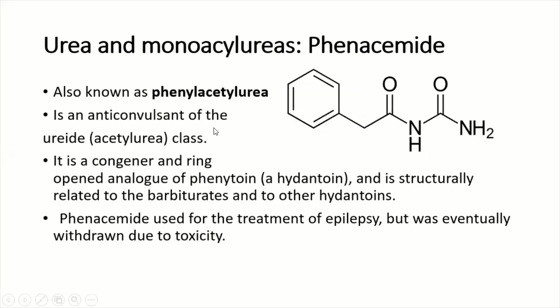It is an anticonvulsant of the acetylurea class. It is a congener. Congener is nothing but a chemical derivative, related in structure or activity to that of phenytoin. It is structurally related, as an open chain analog of phenytoin, to barbiturates and other hydantoins. With this open chain structure, it is mainly used for the treatment of epilepsy, but its use is restricted because of the toxicity related to it.